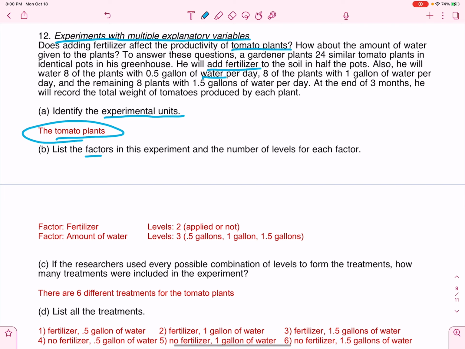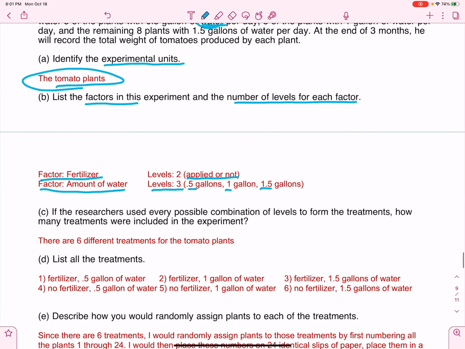Now we're going to list the factors in the experiment and the number of levels for each factor. There are 2 factors we're concerned with: fertilizer and the amount of water. So I've got a factor of fertilizer and a factor of water. For the fertilizer, there are 2 levels because it either gets applied or not. And in the water factor, there are 3 levels. They're either getting 0.5, 1, or 1.5 gallons.